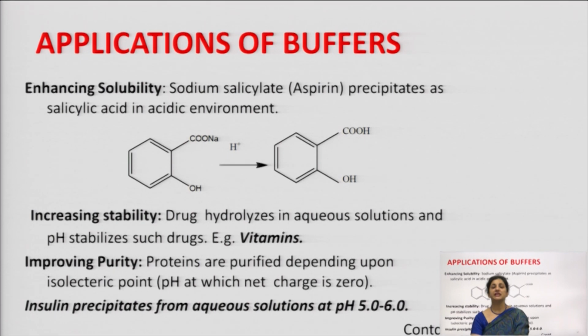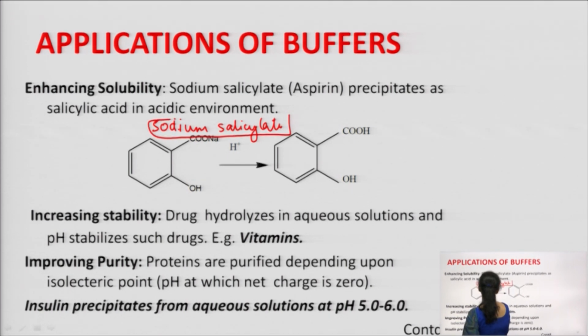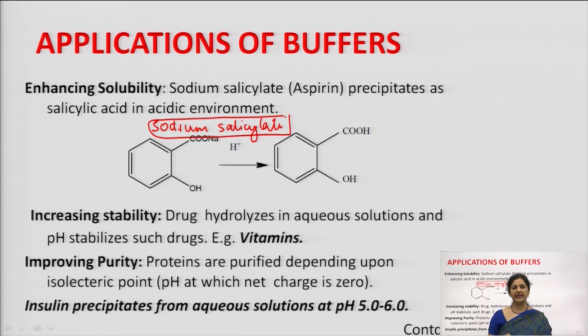For example, we need buffers to enhance solubility. This is a salt or a drug called sodium salicylate. This is a drug which belongs to the category of NSAIDs, non-steroidal anti-inflammatory drugs. If the pH is lower, meaning there is an acidic condition, it precipitates into what? Salicylic acid.